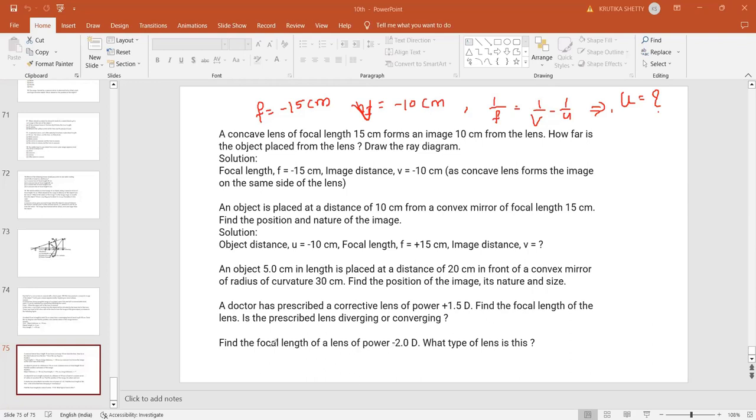Same way, last question, power is -2 diopter. What is the type of the lens? Your answer will be negative, therefore it is a concave lens, because the power and focal length are negative.